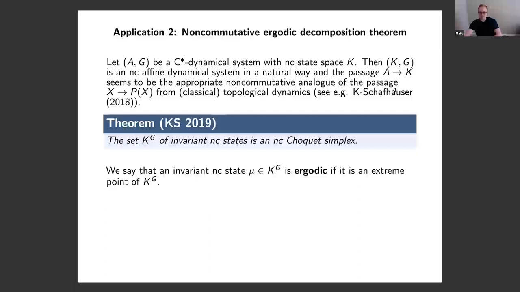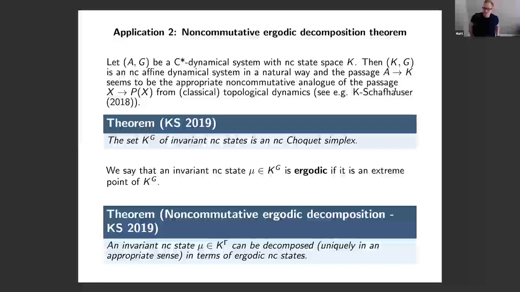Then just an application of our non-commutative Choquet-Bishop-de Leeuw theorem tells us that every invariant NC state decomposes in terms of ergodic NC states, and it's unique in an appropriate sense, because the fact that it's a simplex guarantees that there's a unique way of decomposing things in terms of extreme points. That's exactly, remember, what being an NC simplex guarantees.